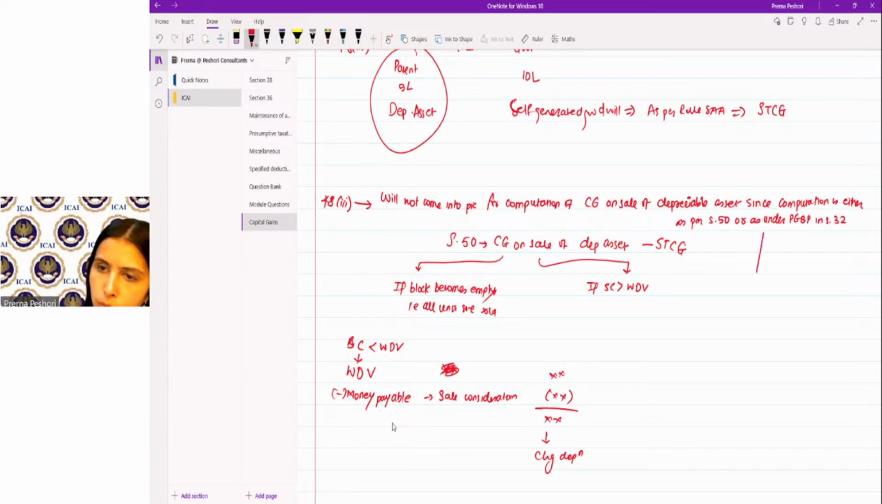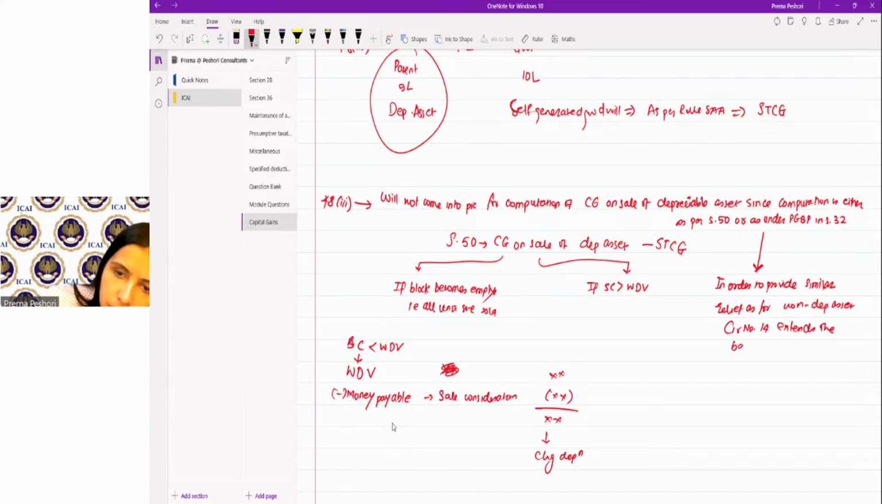So in order to provide relief, similar relief as for a non-depreciable asset, circular number 14 extends the benefit to the depreciable asset. And what does it provide? So circular number 14 extends the benefit to the depreciable asset.